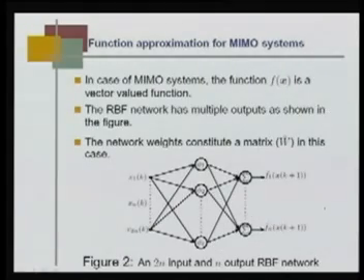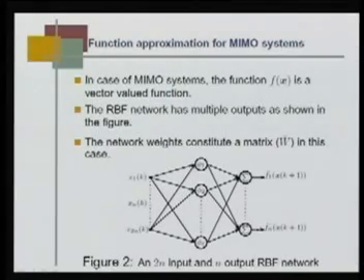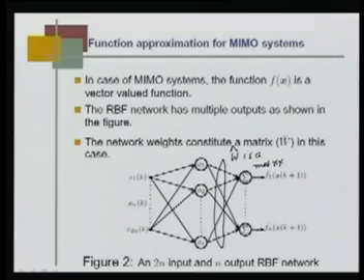while when we do it for a multi input multi output system, we have n outputs here. So, in this case this is no more a vector, w hat is a matrix. So, what is the meaning of this w hat here? In case of MIMO system, the function f(x) is a vector valued function. The RBF network has multiple outputs as shown in the figure. The network weights constitute a matrix w hat in this case.